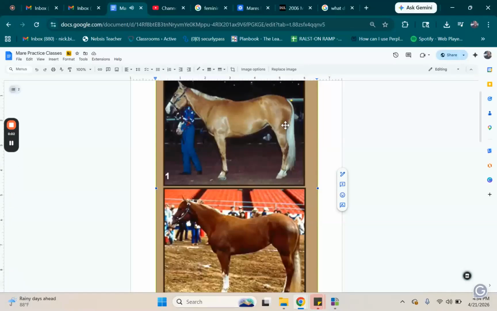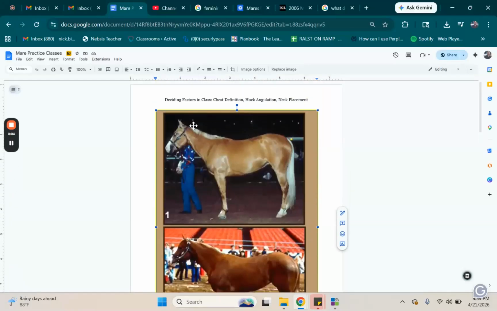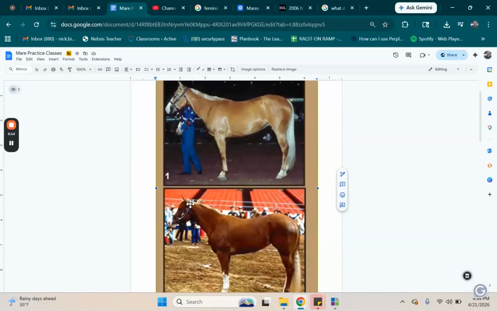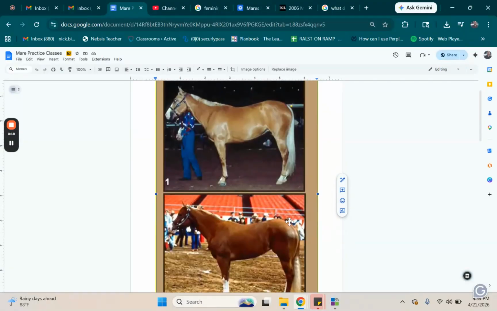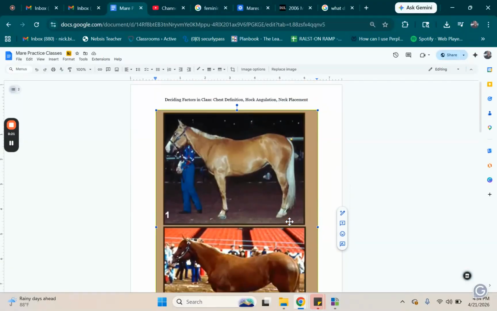All right, so with this second class of mares, we're going to start off with the first three terms that we learned and how to evaluate these. We'll take that into consideration with these two mares. We'll start tallying which one is building up points, and those again being top line, heart girth, and then femininity within our facial region here.